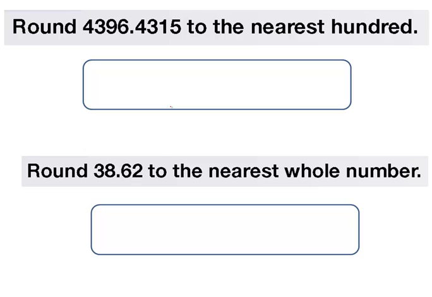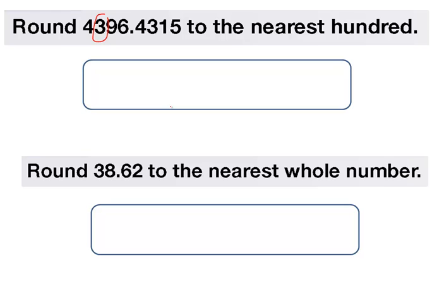See if you can do these before I do them in the video. The first one, rounding 4,396.4315 to the nearest hundred. We're rounding to the nearest hundred, not to the nearest hundredths. So in this case here, we're rounding here. This is what we want to round to. Should that 3 stay a 3, or should that 3 become a 4? See if you can do it before I do it.